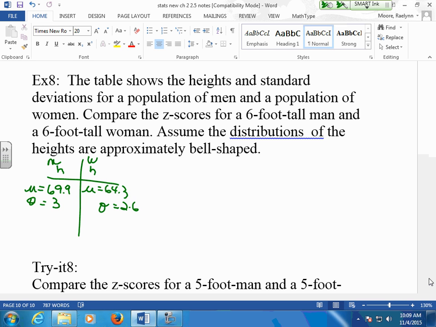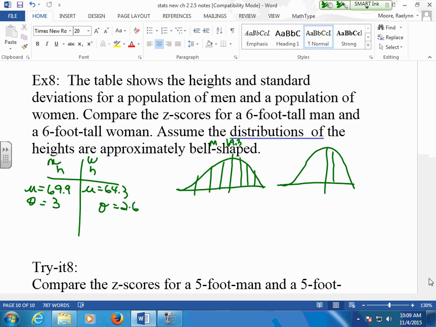So if we take this and we make a chart, you can put your mean up here, this will be your men's. Add your 3, subtract your 3. This will be your women's. They both have the same setup. Add your 3, subtract your 3. And we take a look at this, we can figure out where they compare.